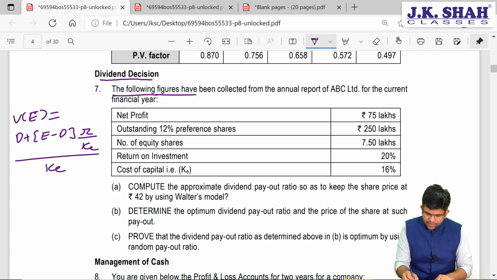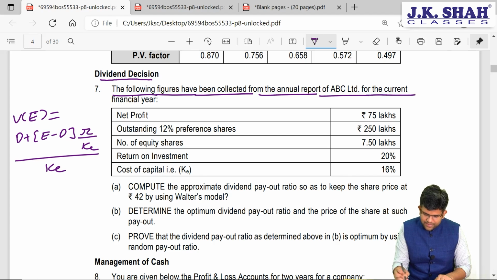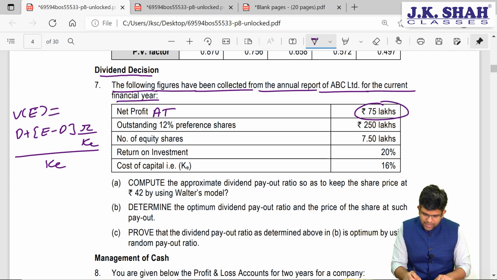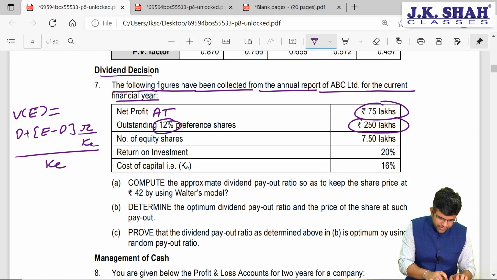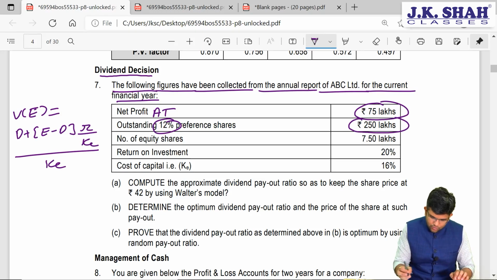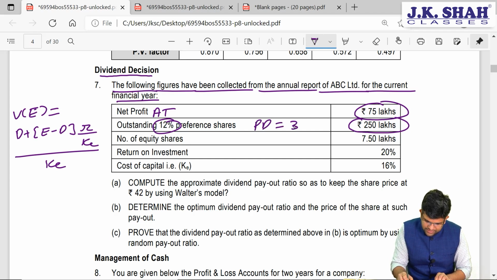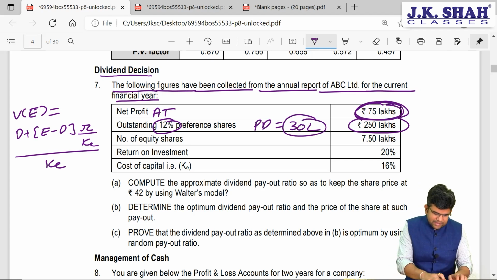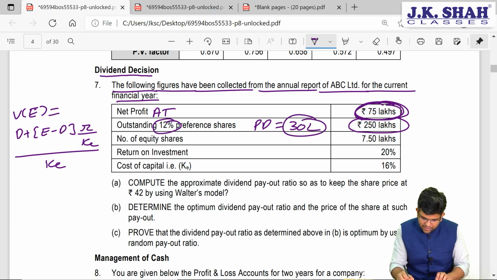Children, let's start. The following figures have been calculated from the annual report of ABC Limited for the current financial year. Net profit after tax is given to you as 75 lakhs. Outstanding 12% preference shares are 250 lakhs. So 250 into 12% comes to a preference dividend of rupees 30 lakhs. So the net profit available for equity shareholders will be 75 lakh minus 30 lakh, 45 lakh.